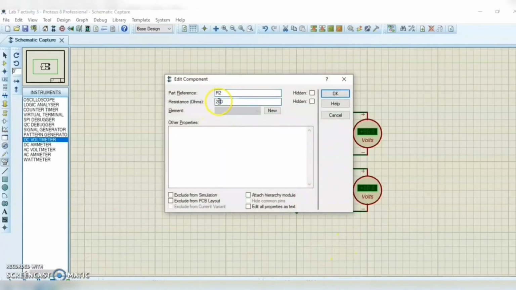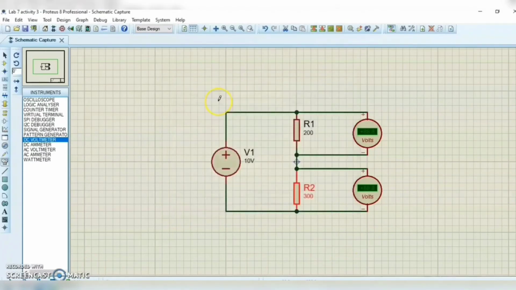Next, the last one we change to 300 ohm. We run the simulation and we got the value of voltage drop at R1 is 4 volt and at R2 is 6 volt.